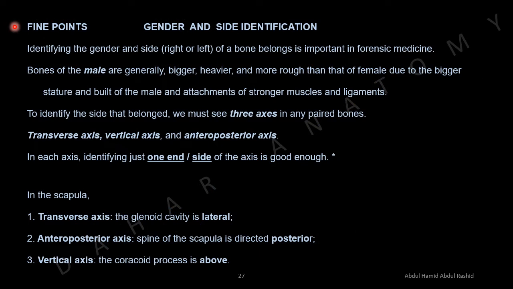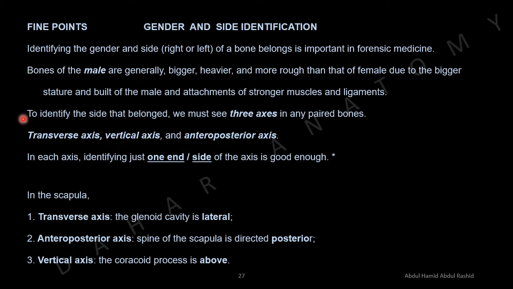Fine points. Gender and site identification. Identifying the gender and site, that is, right or left, of a bone belongs, is important in forensic medicine. Bones of the male are generally bigger, heavier, and more rough than that of female due to the bigger stature and build of the male and attachments of stronger muscles and ligaments.